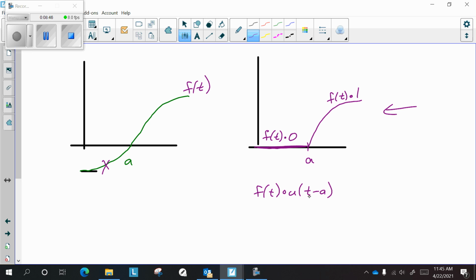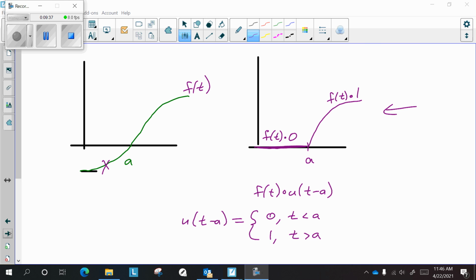If t is some number over here, then that's going to come out to be negative. And when we have a negative value in here, we get 0. If t is bigger than A, this is positive, and u of a positive number is 1. So that gives us 1 there. So that would basically turn our function off to the left of A. It would turn our function on to the right of A. Just as a reminder, our step function u of t minus A is 0 when t is less than A. It's 1 when t is bigger than A.